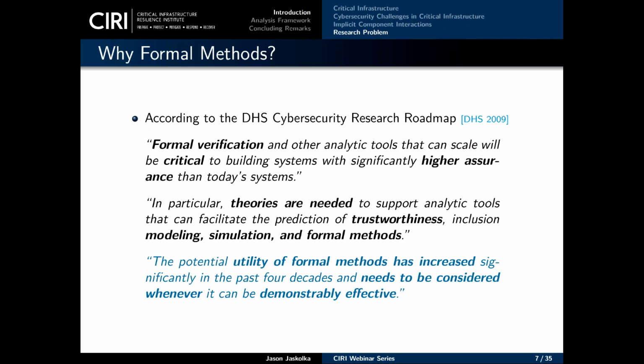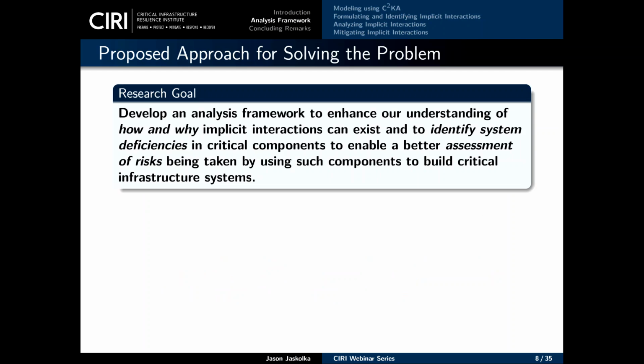So our research goal with this project is really to develop an analysis framework that's going to enhance our understanding of how and why implicit interactions can exist in critical infrastructure systems. So why are these even possible? And then we want to identify any system deficiencies in the critical components of these systems that give rise to implicit interactions, to enable us to better assess any of the risks that would be taken by using such components to build these systems as a whole. So really what we're trying to do is come up with a way to identify why these implicit interactions can exist and what are the best ways in which we can try to avoid them as best as possible.